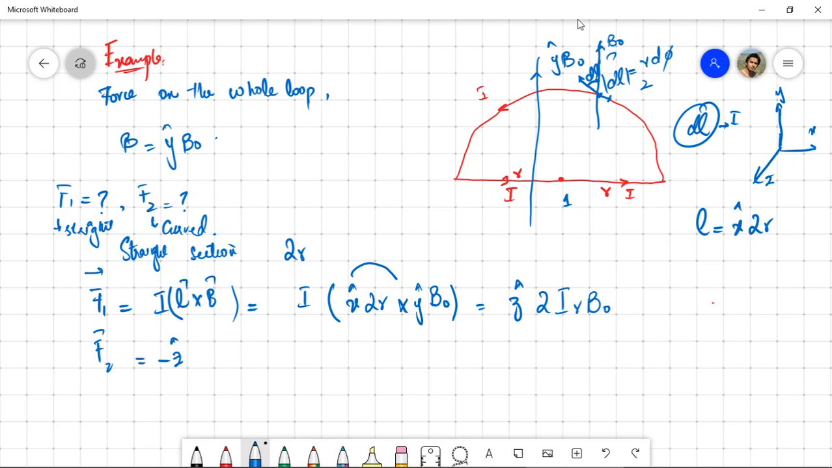Now we need to compute the magnitude of this thing. For that, we have I, we have the integration, and we have dl cross B. Now this is a scalar integral because we have calculated the unit vector earlier. So I is constant.